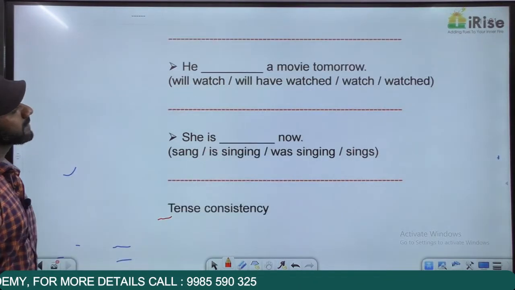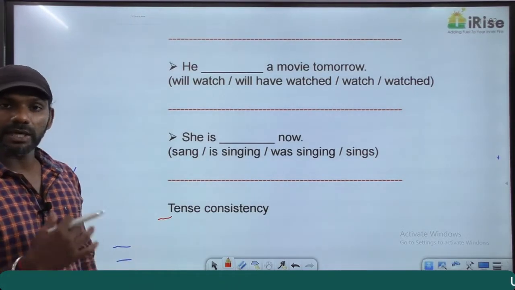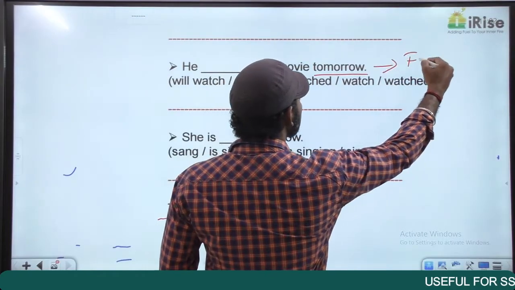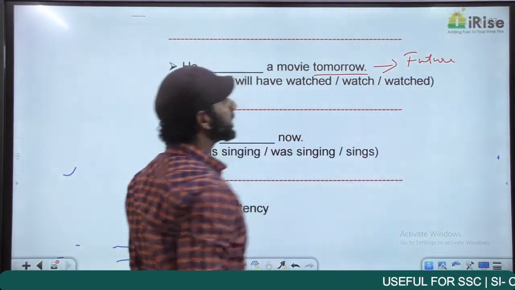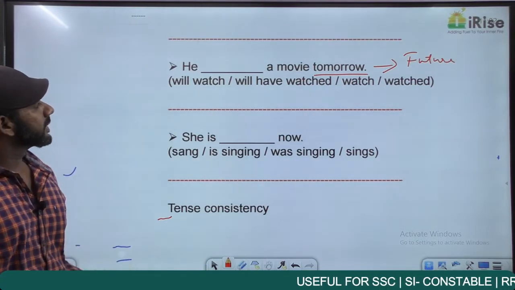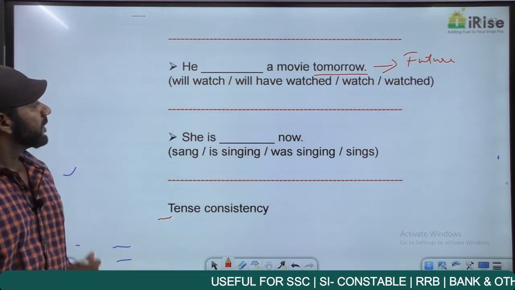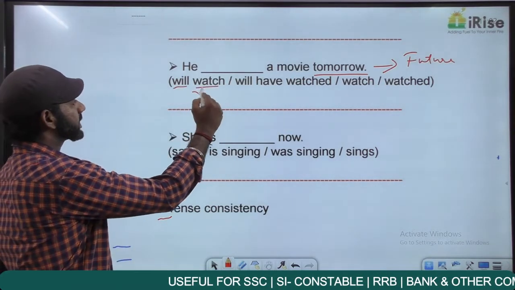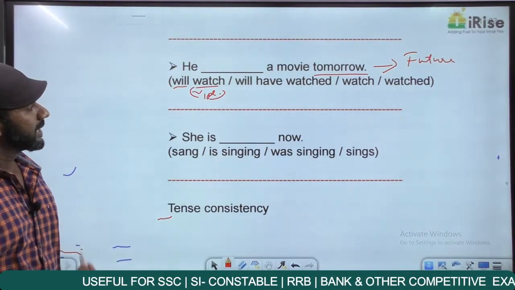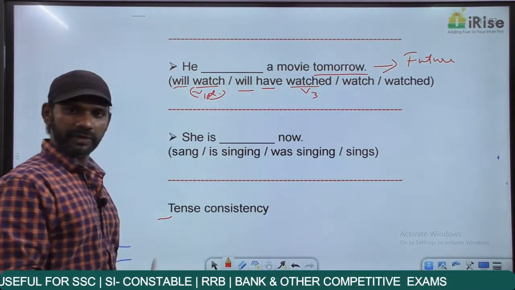Come to this statement, understand the meaning of it. He dash a movie tomorrow. Tomorrow refers to future. So the sentence must be in the future tense, undoubtedly. The options given are will watch, will have watched, watch, watched. Will watch is will plus V1, simple future. Will have watched is will plus have plus V3, future perfect.